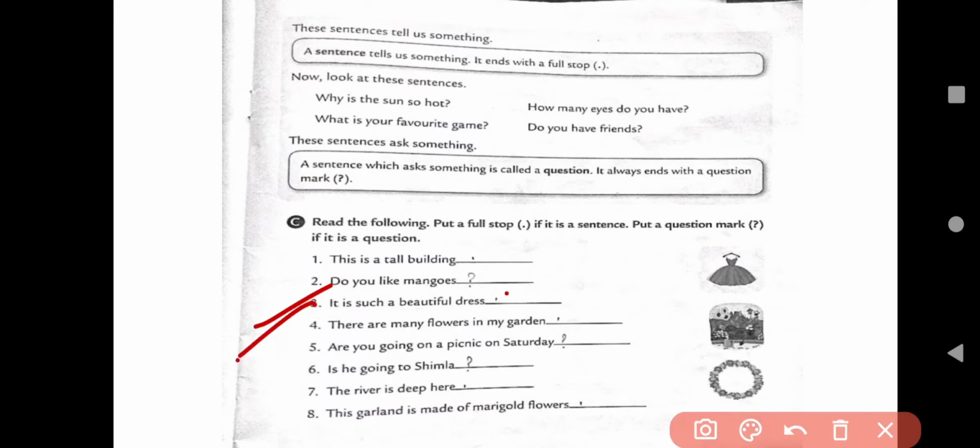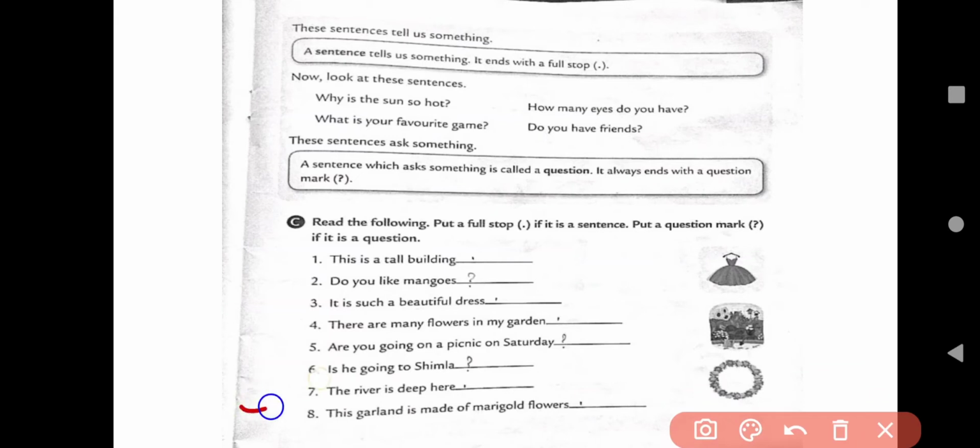Next, there are many flowers in the garden. Again, they are telling something about the flowers. So we have to put a full stop at the end. Next, are you going on a picnic on Saturday? So here they are asking a question to us. So we have to use a question mark. And the next, is he going to Shimla? Again, they are asking something to us. Okay, so we have to put a question mark.